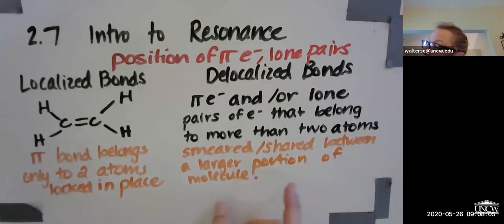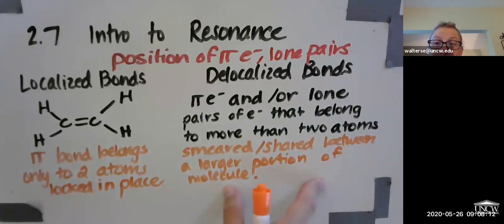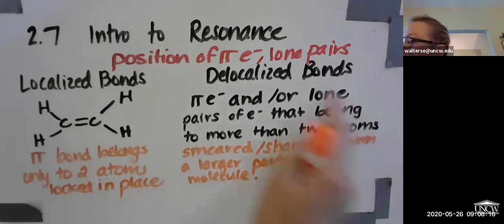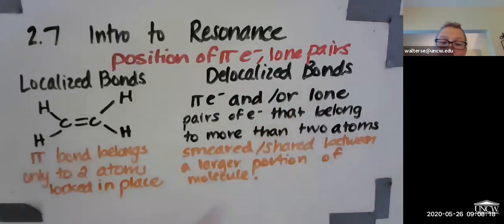And so he's not locked in a jail cell anymore. He is spread throughout the entire prison. And until they find him, he could be anywhere. Okay, so delocalized bond just means that you have either pi electrons or lone pairs that belong to multiple atoms.